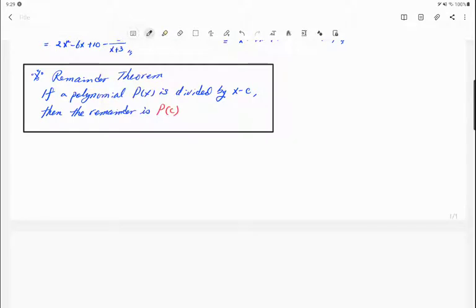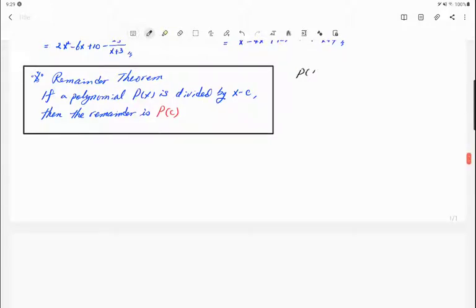Okay, let's check this theorem, the remainder theorem. So the remainder theorem is this. If a polynomial p of x is divided by x minus c, then the remainder is p of c. So what do you mean by p of c? P of c means replace x with the value c, right? Okay, so let's check.